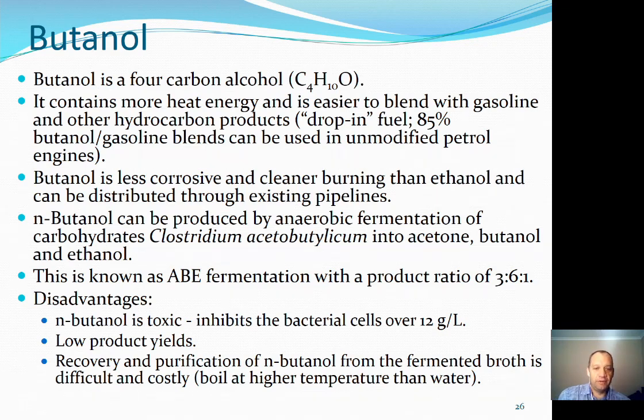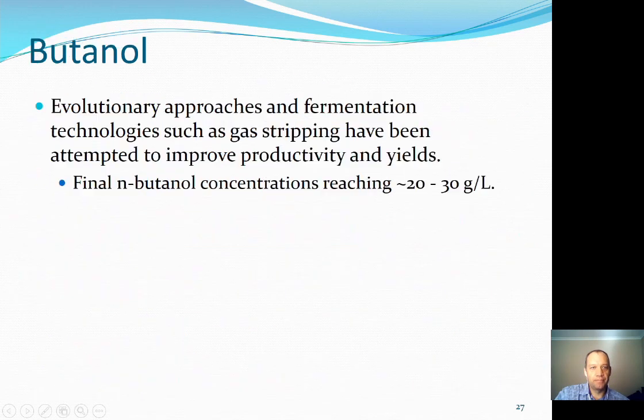Your recovery and purification of N-butanol from the fermented broth is also much more difficult and therefore more costly, because with an ethanol distillation process, you have a relatively simple distillation process, because ethanol is removed at a temperature long before water boils. But the butanol actually boils at a temperature higher than water.